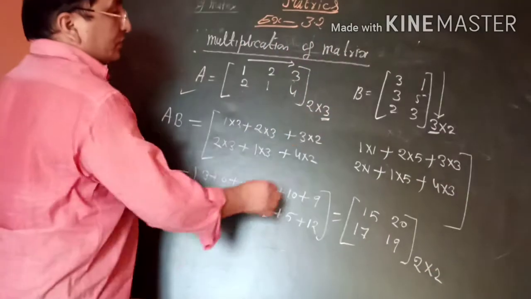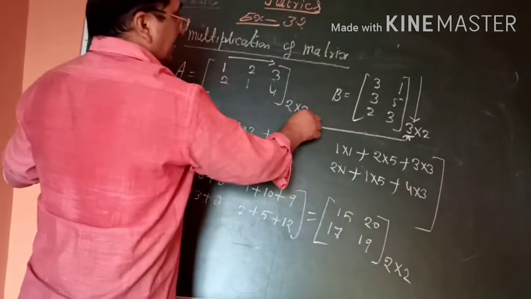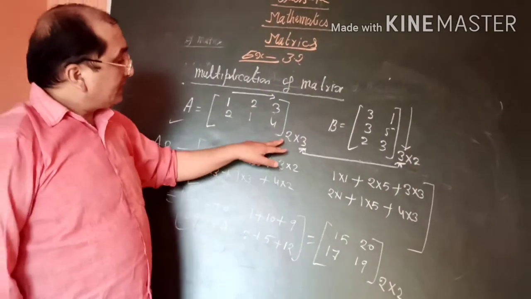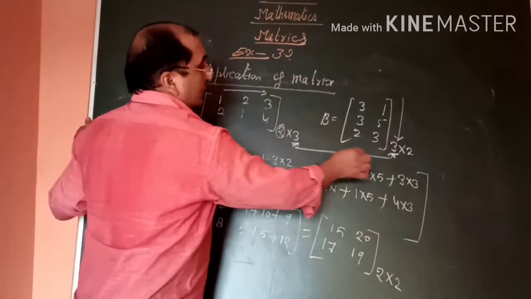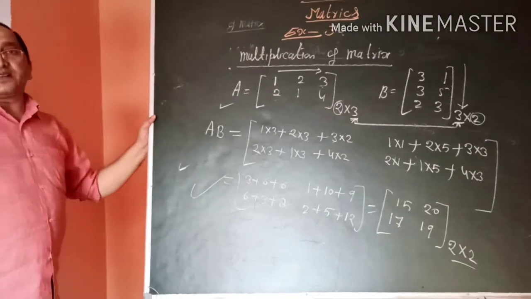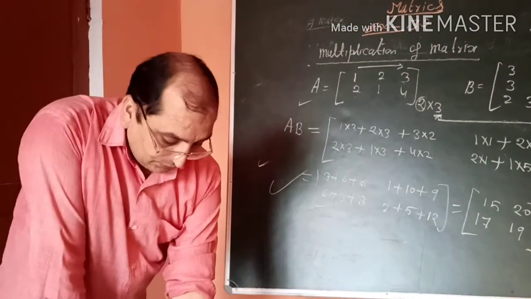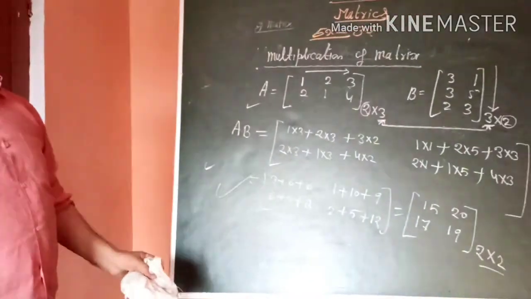I already told you, the number of rows and columns must match, then the new matrix will form, and its order will come as whatever its rows and columns. 2 cross 2 is this, and this is the multiplication of the matrix, and we have to multiply matrices in this manner. Now we will go through the exercise questions.